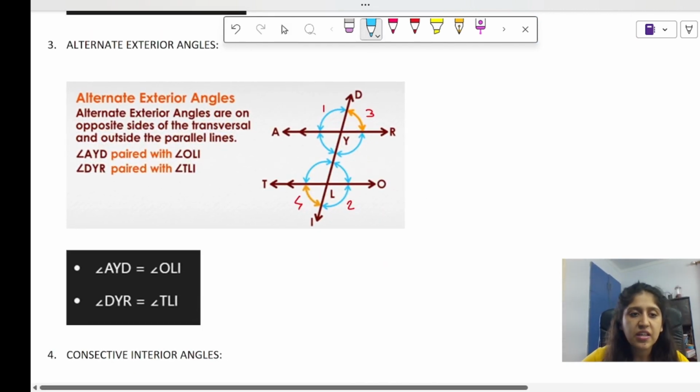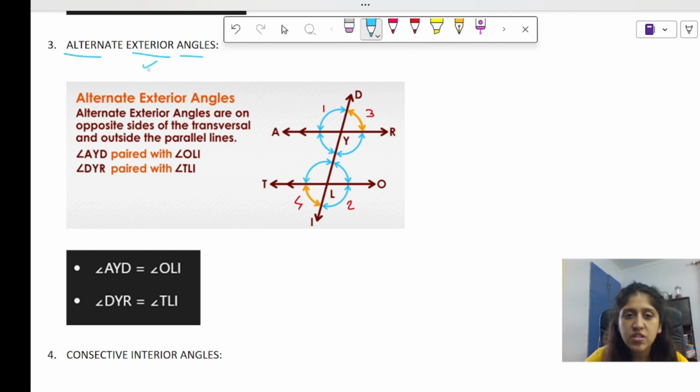Third one says alternate exterior. Again the word exterior comes. Alternate exterior angles. What are alternate exterior angles? Look here. Angle 1 and angle 2 are alternate exterior. These are exterior, these are alternate. Why? Because angle 1 is on the left side of the parallel lines and angle 2 is on the right side of the parallel lines. So these are alternate. One is on the left side, one is on the right side. So angle 1 and angle 2 are alternate exterior.